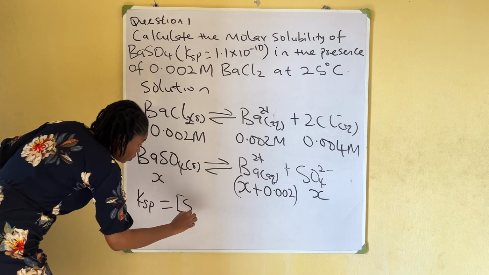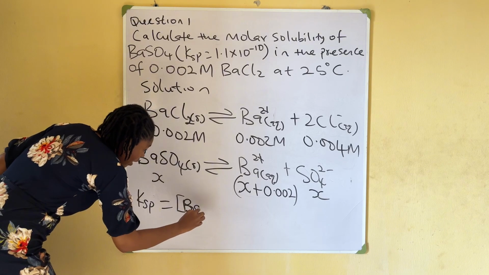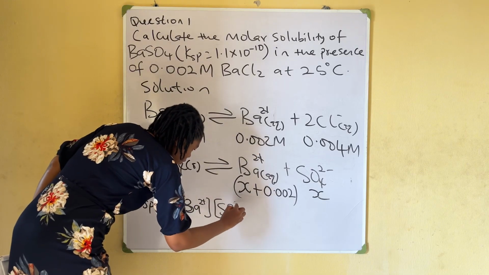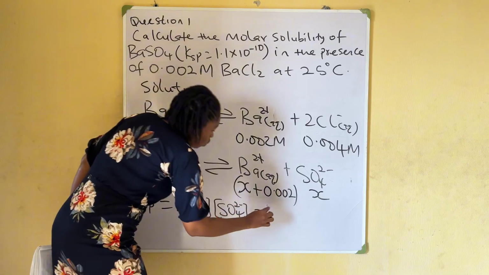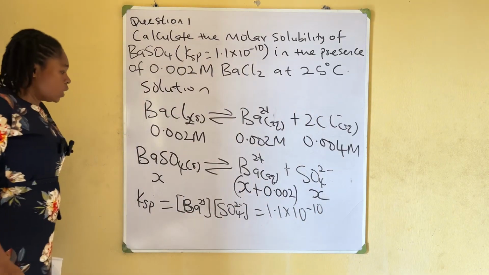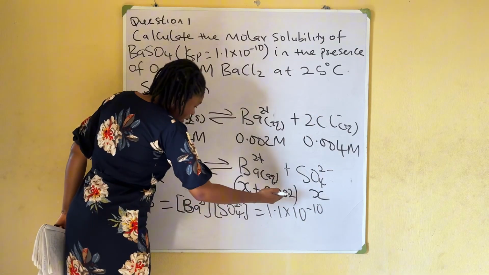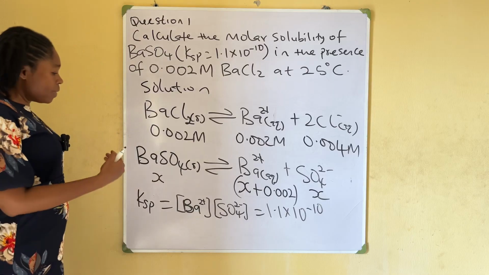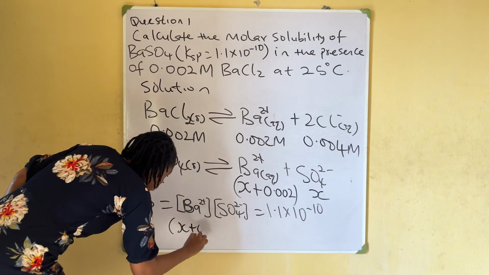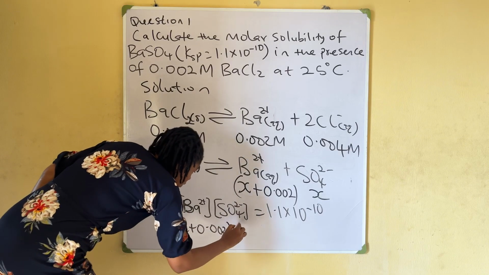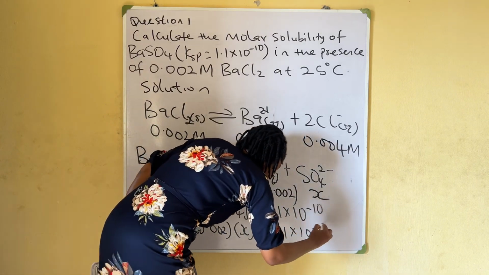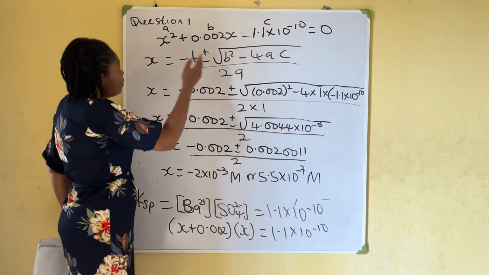Ksp for barium sulfate: barium ion times sulfate ion. The Ksp value is 1.1 times 10 raised to the power minus 10. So I'm going to substitute this value into the concentration of barium ion and sulfate ion. So we have barium ion is S plus 0.02, times S, equals 1.1 times 10 raised to the power minus 10. When you factorize this, you have this.